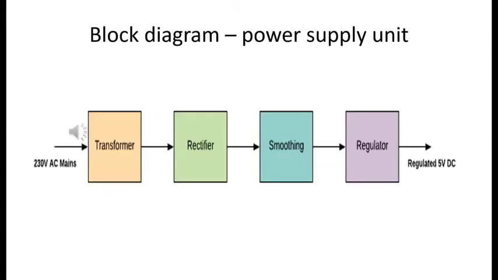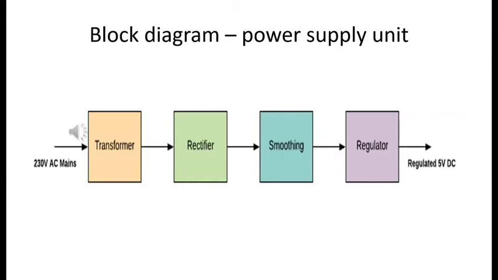Let's now discuss the various blocks present in the power supply unit. To start with, the first block is a transformer, the second block is the rectifier, the third block is the smoothing filter, and the fourth block is the regulator. The regulator is the final and the fourth block.